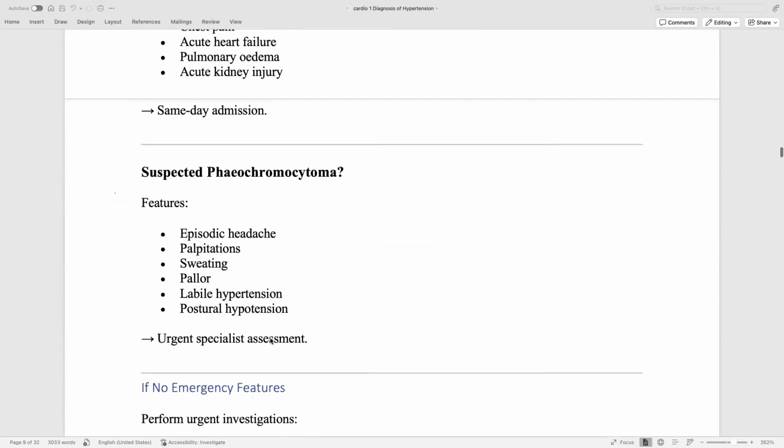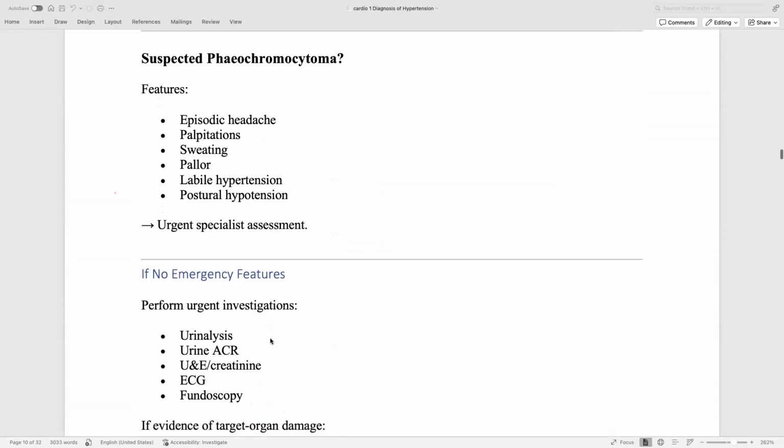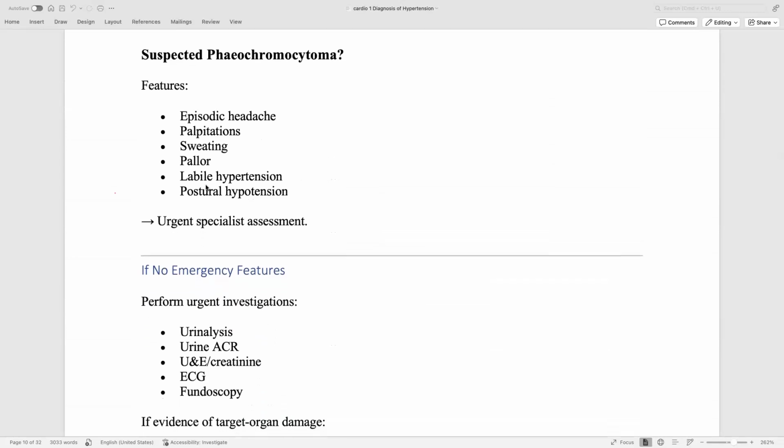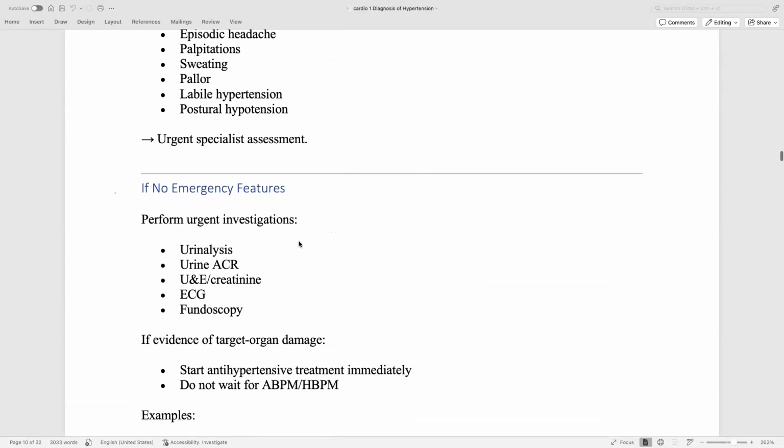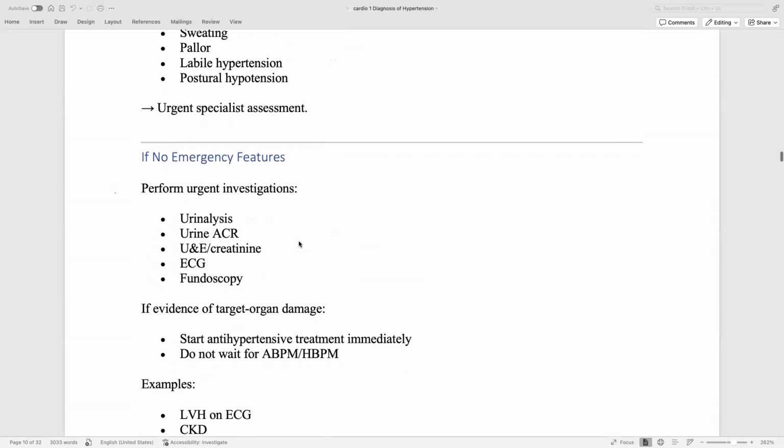Okay, if pheochromocytoma is suspected, urgent specialist referral, because it's not that serious. This comes and goes. We can make it a within 2 week referral. Okay, if there is no emergency feature, it's only severe, no acceleration, not malignant, no emergency.